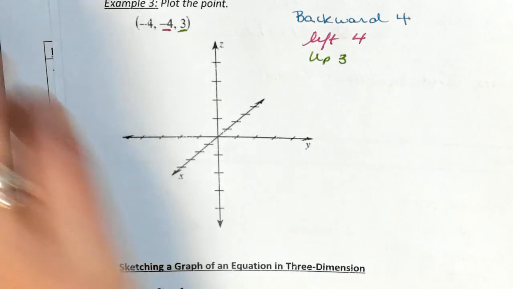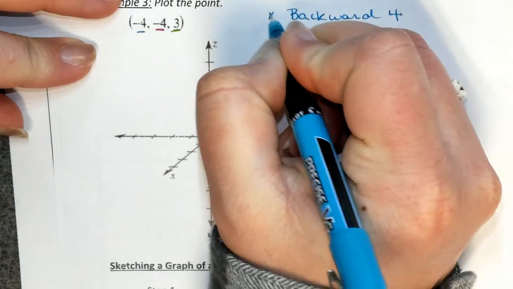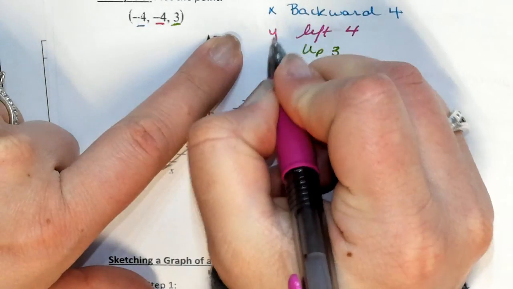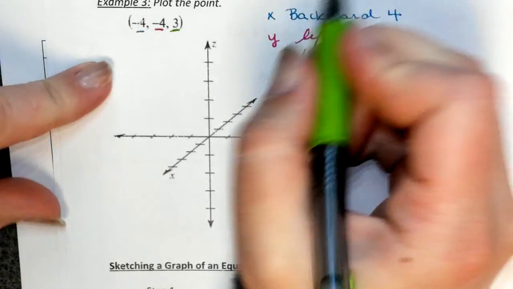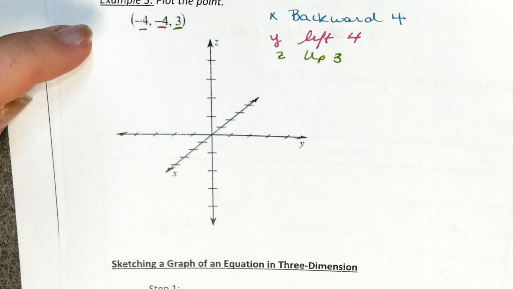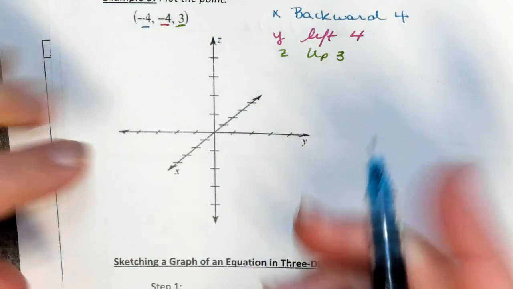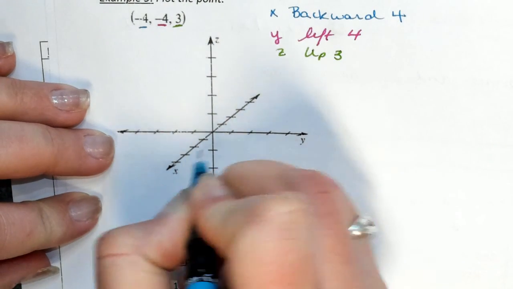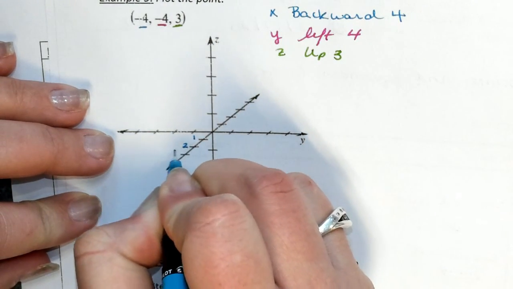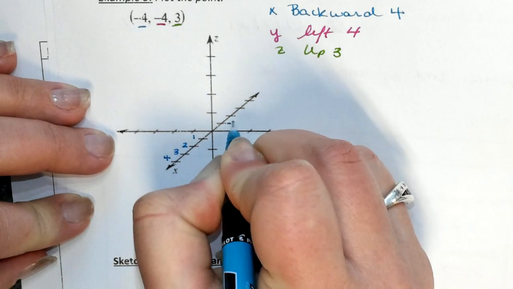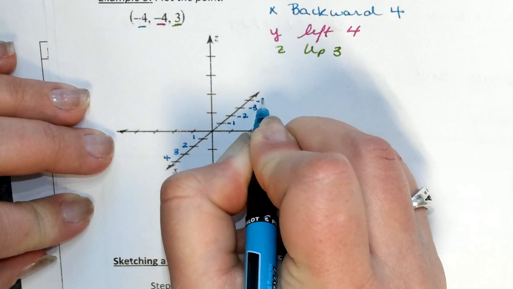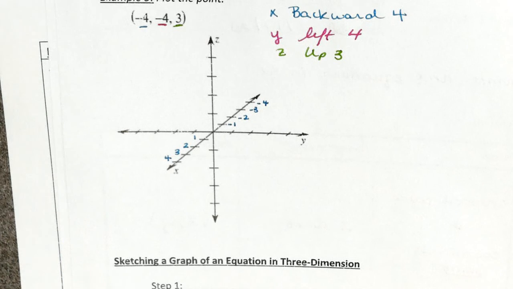So our x, this is x, this is y, and this is z. We need to make sure that our scales on our graph actually go to those numbers. So on our x scale, remember this way is positive, this way is negative, so this would be 1, 2, 3, 4, negative 1, negative 2, negative 3, negative 4. I'm just going to label on my axis, yes?